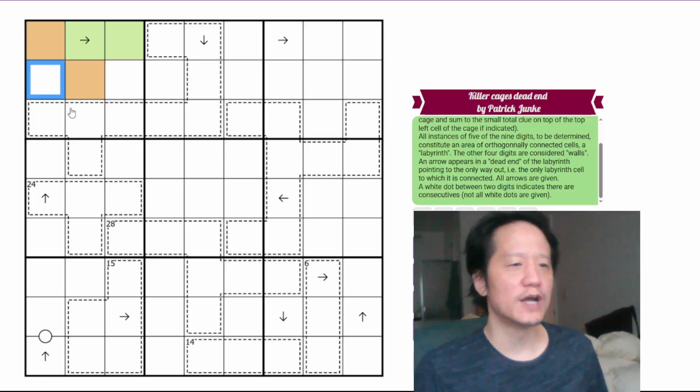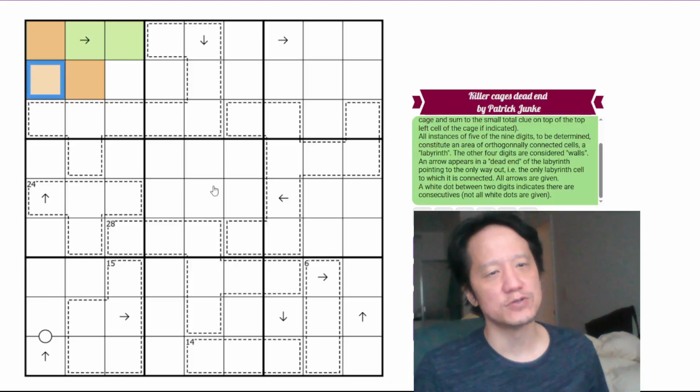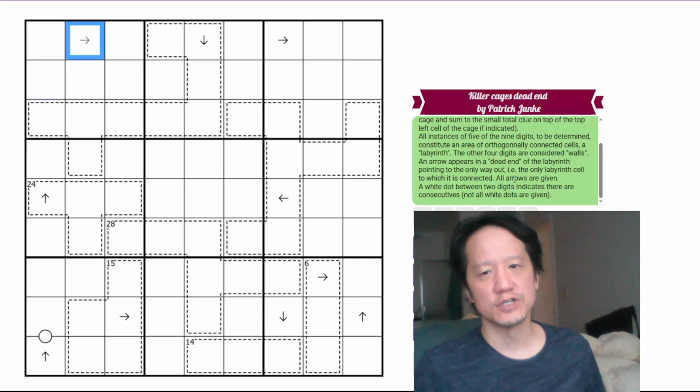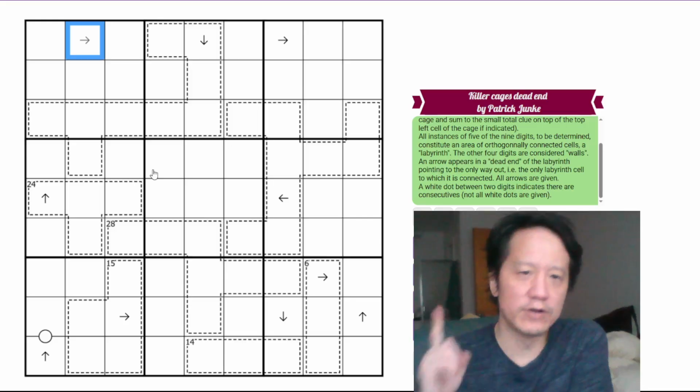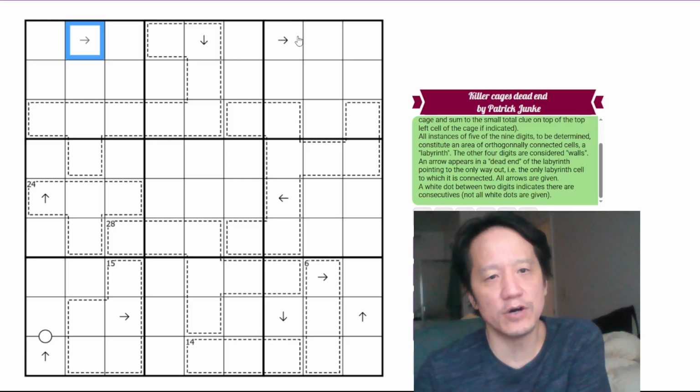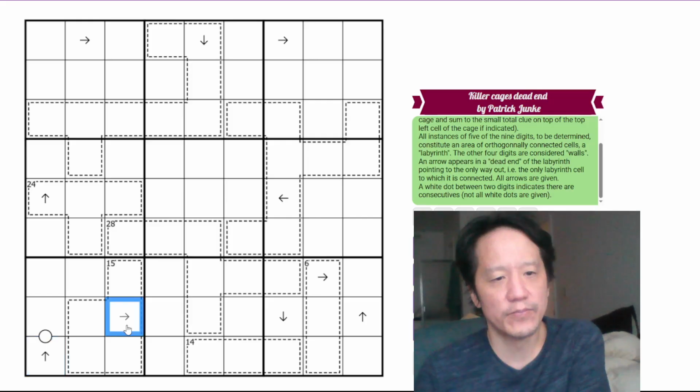Well, if this were not a wall, it would also be a dead end, right? So this would almost certainly imply that this is a wall. And this points to the direction where the only labyrinth cell to which it's connected to. So we know that these 2 are essentially labyrinth cells. Interesting. And all arrows are given. So there is a negative constraint involved. So wherever the arrow is, those are all the dead ends.